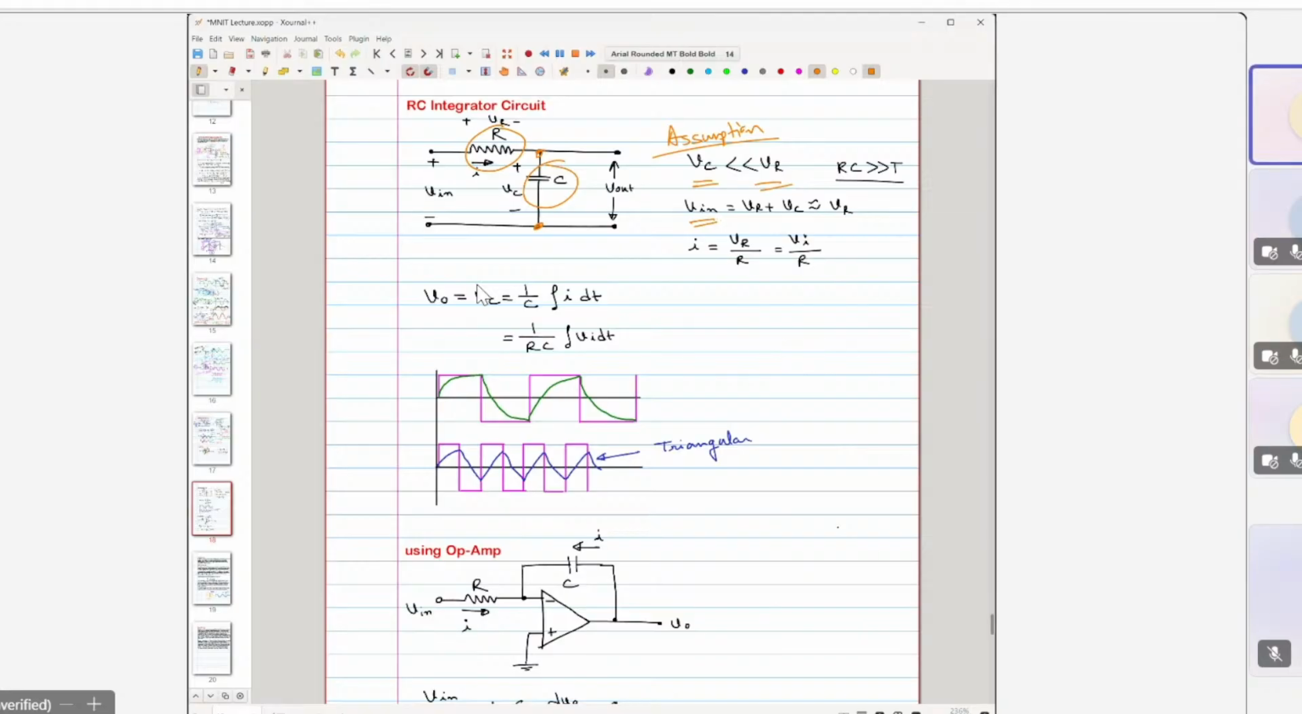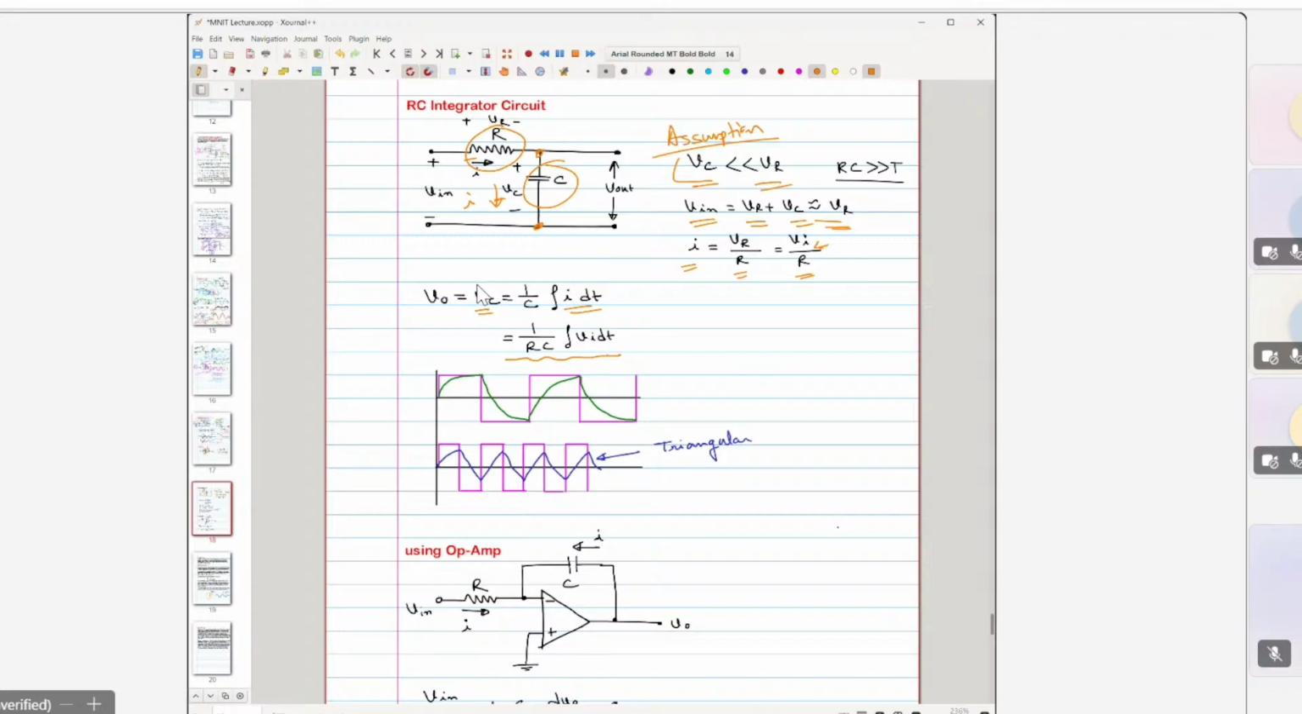So what is V in? V in is basically the voltage drop Vr plus Vc. Now if we have assumed this, then we can write V in as nothing but equal to Vr. Now what is I? I is Vr by R, so I is equal to V in by R. Then what is V out? If we know the current, this same current has to flow through the cap. If we know the current through the cap, then we can find the voltage developed across this capacitor. So V0 equals Vc, which is equal to 1 by C integration of I dt. Then just replace this value of I.